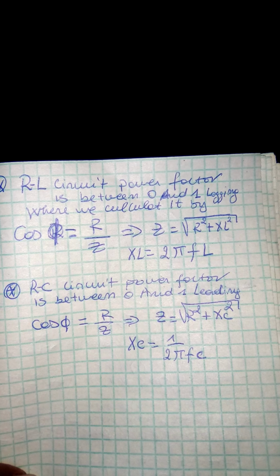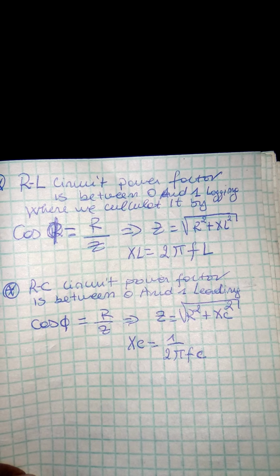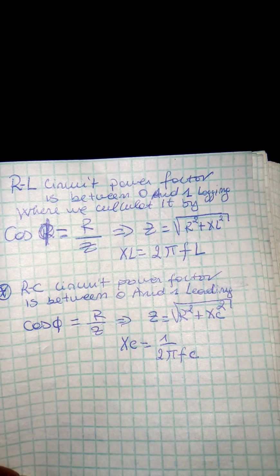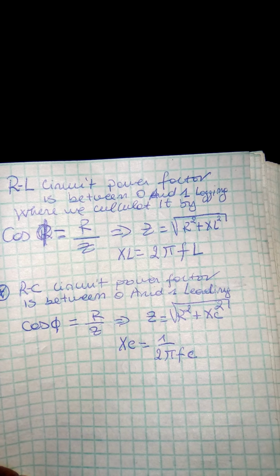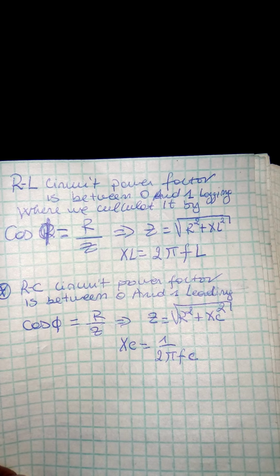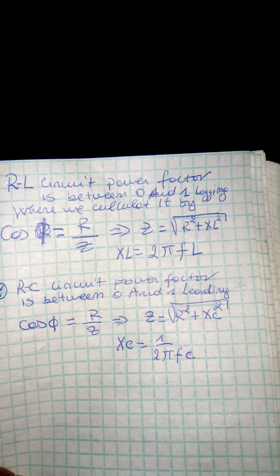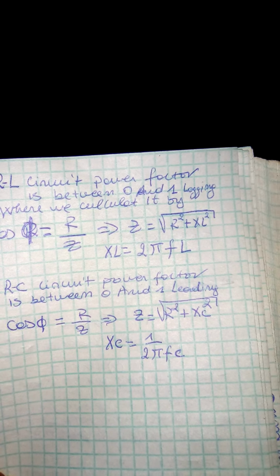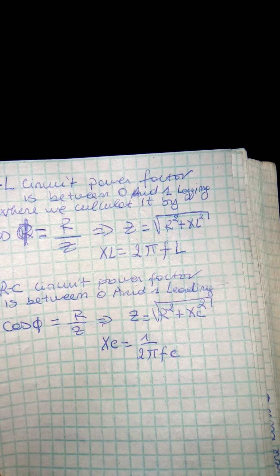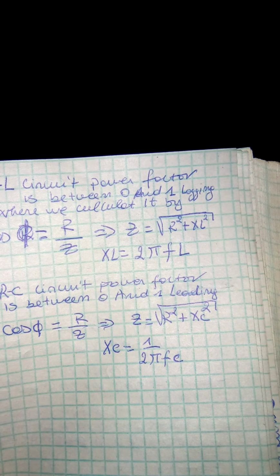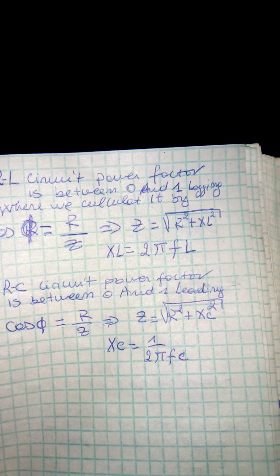Another circuit is the RC circuit. Power factor is between 0 and 1 but is leading. Cos phi equals resistance over impedance. Impedance is equal to the square root of R squared plus XC squared. XC equals 1 over 2 pi f C.